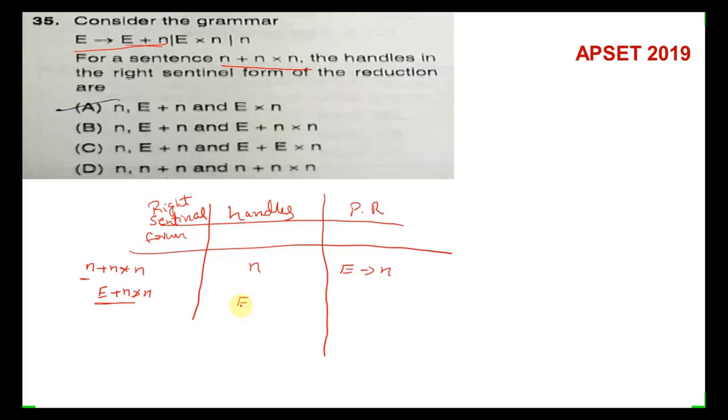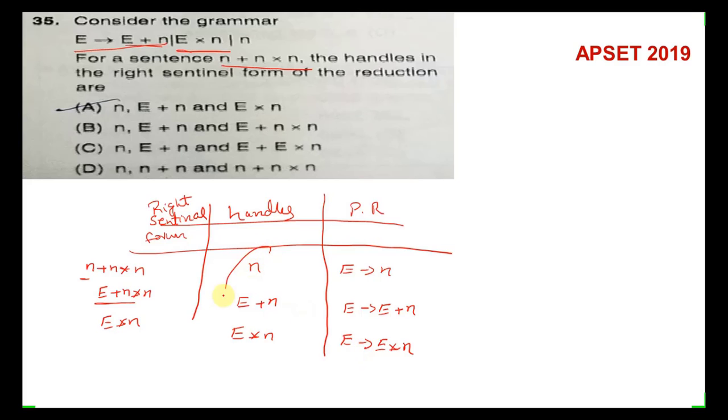So what is the string I am reducing here? E plus n into E by using the production rule E tends E plus n, and finally I got the E here, E star n, and this E star n is to be reduced by using the second production rule, E tends E star n.